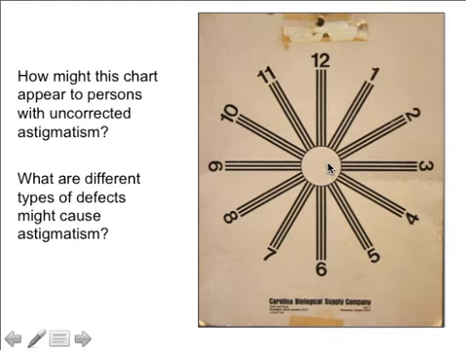What are the different types of defects that might cause astigmatism? Well, corneal astigmatism occurs when the cornea has an irregular shape, and lenticular astigmatism occurs when the lens has an irregular shape. Either one of these can cause the image to be blurred for reasons either of being in focus too soon or too late when it hits the retina.